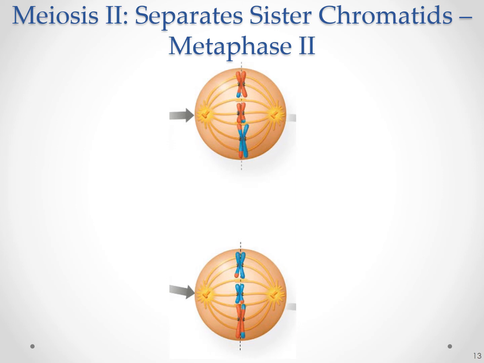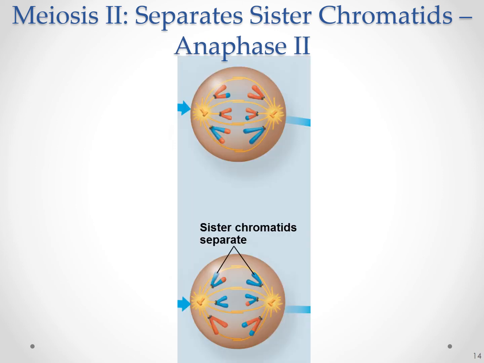And then what's going to happen? Anaphase 2, and this is where sister chromatids separate. Okay, so similar to mitosis, here it's sister chromatids that separate, and different from meiosis 1, it's sister chromatids separating as opposed to homologous chromosomes that separate during meiosis 1.